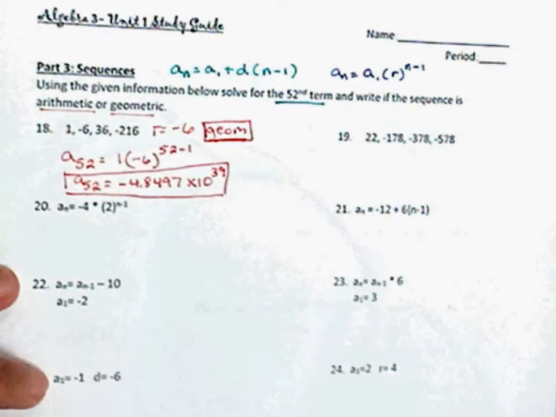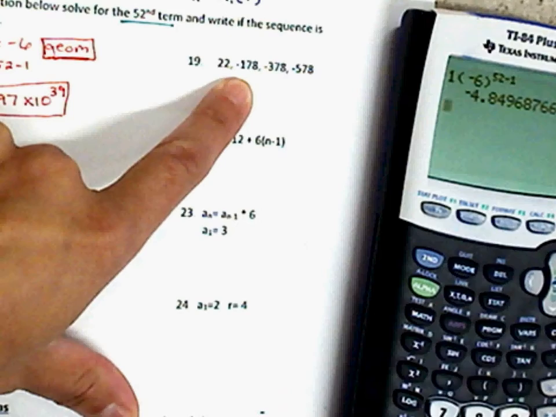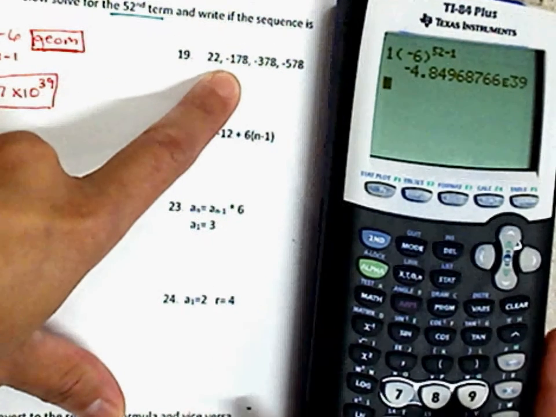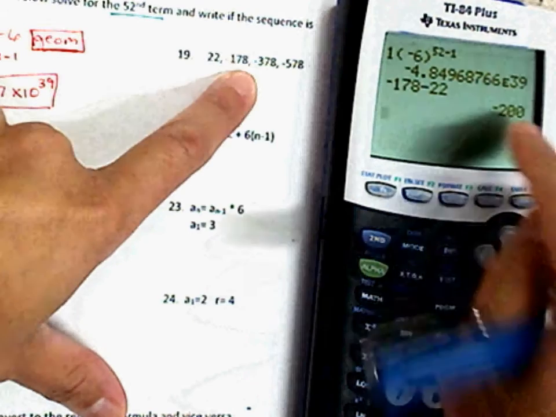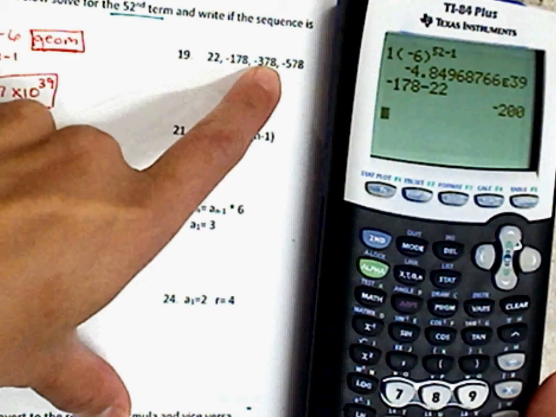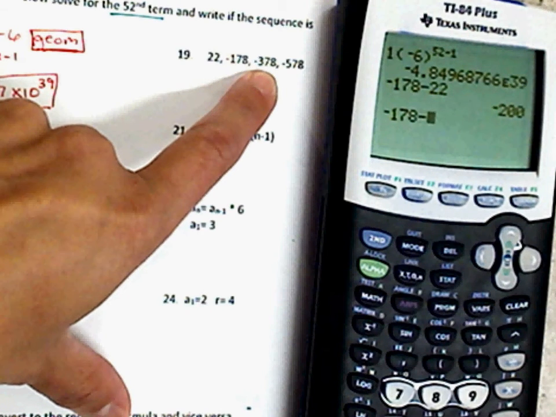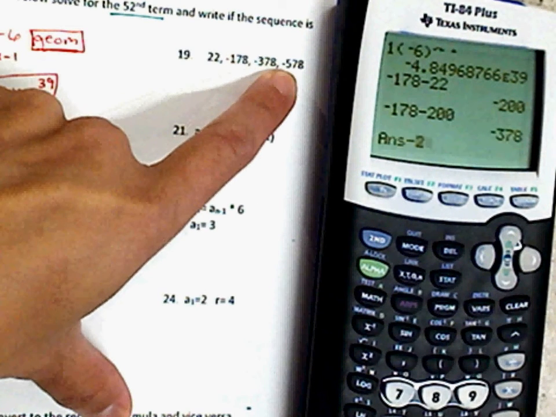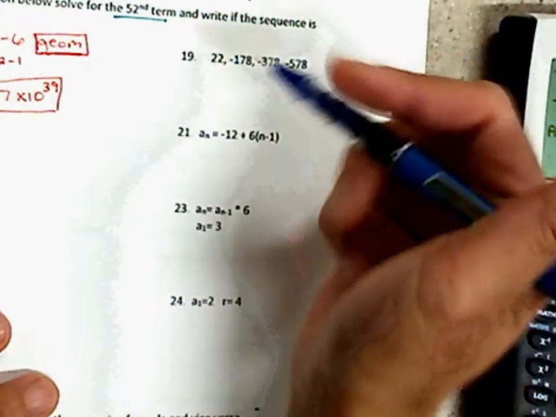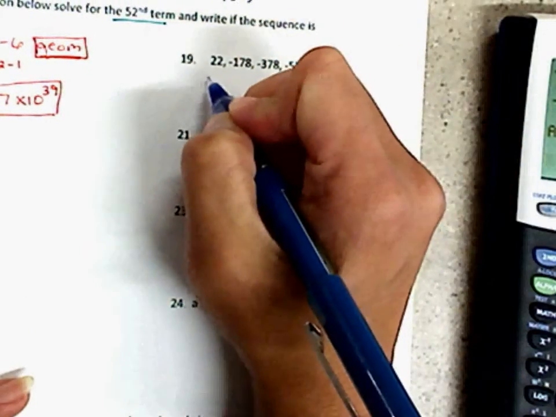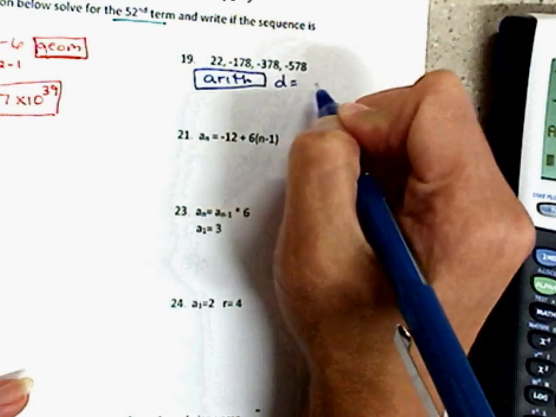All right, number 19. Let's take a look. It looks like I'm decreasing by 200, but if I didn't know that, I could double check. -178 minus 22. All right, see that? So I am going down by 200. So -178 minus 200, minus 200. You guys see how that's all these terms here? So I'm subtracting or adding. So this one here is arithmetic. That means you have a d of -200.